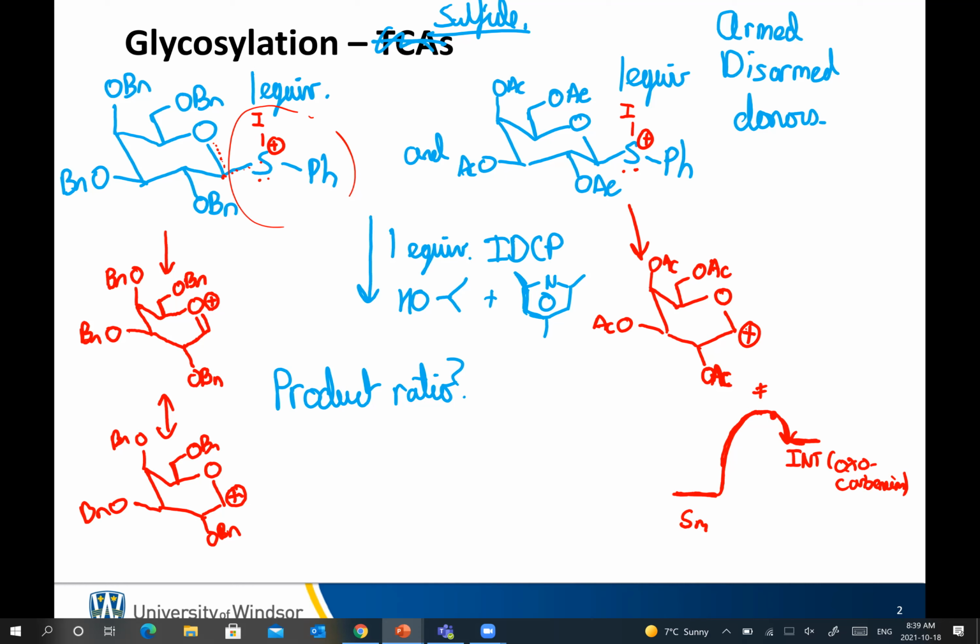Now, which of those two positive charges is more stable? The one with the benzyl protecting group or the one with the acetate protecting group? And why do you think so? Acetate. So I'm going to draw out the acetate, just in case you need to draw it and think. And I'll draw out a benzyl.